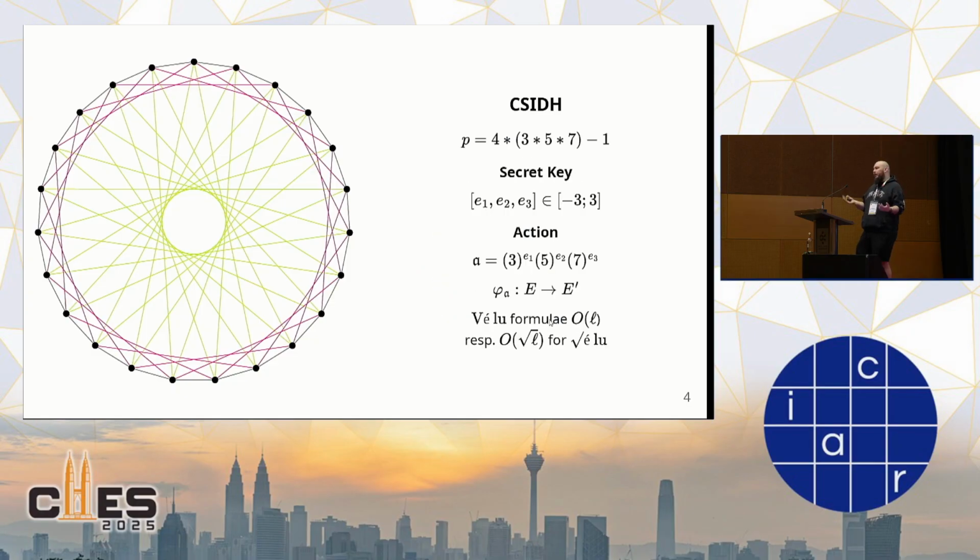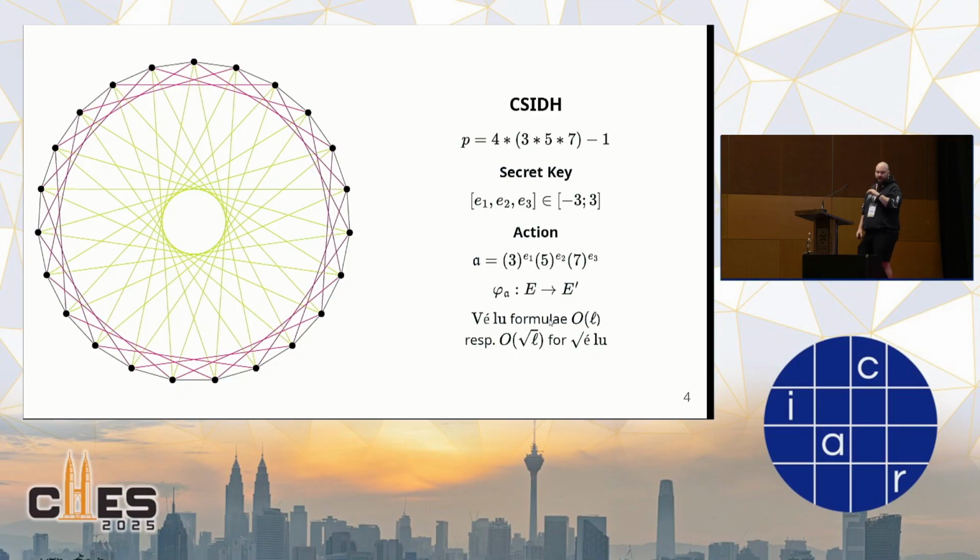If I now want to compute a CSIDH action, I define a secret key, and in this case, this is a list of exponents in some given range, in this example from -3 to 3. And then the action is just an isogeny chain where I compute a number of 3, 5, and 7 isogenies depending on the secret exponents that I sampled. And here the sign defines the direction in which I do this walk.